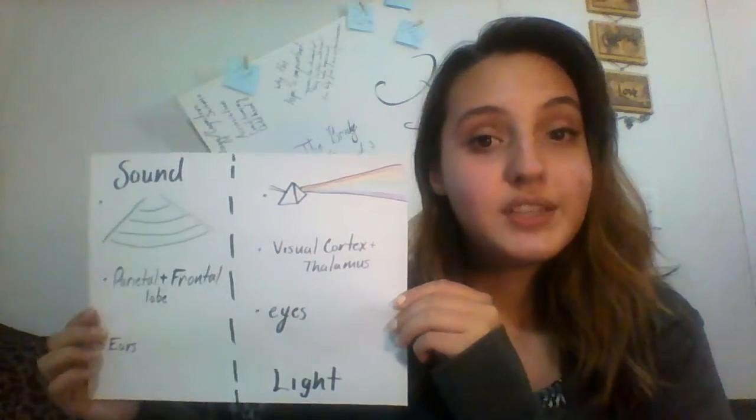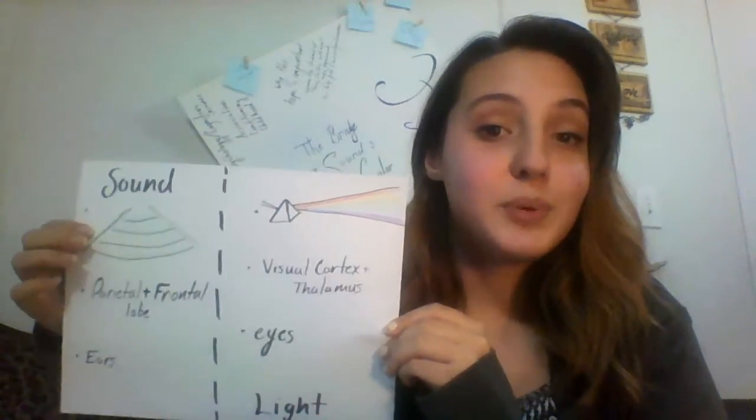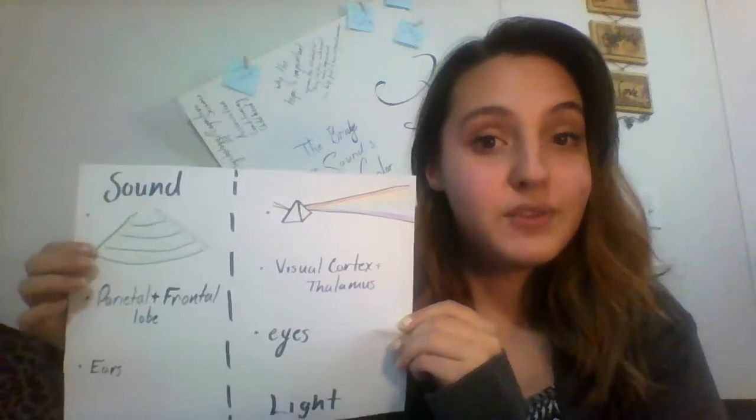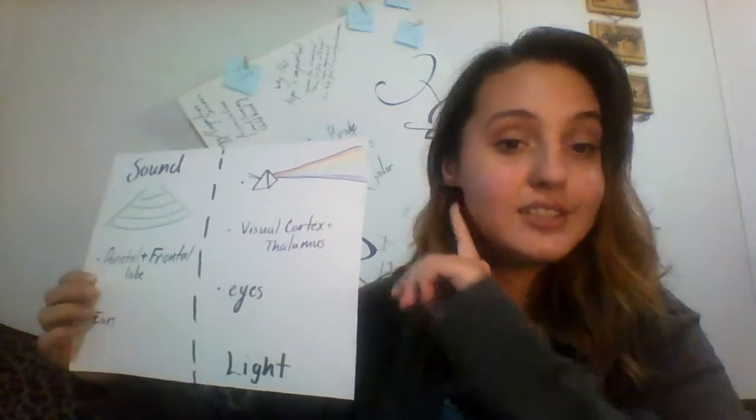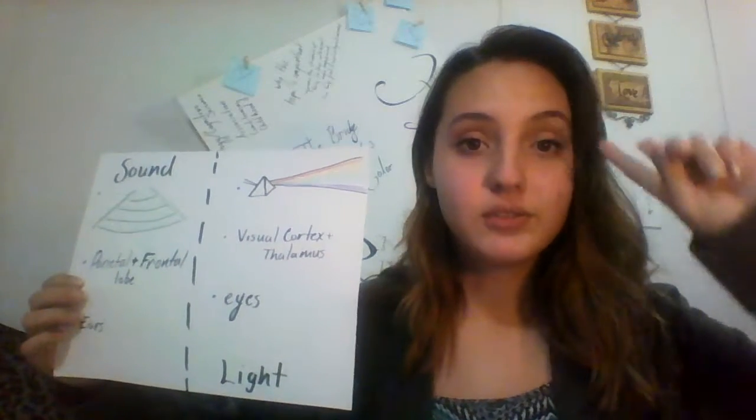Now, within that, sound waves are longitudinal and light waves are transverse. Now we can further delve into their differences. Sound waves spread easier than light waves as they bounce off of objects. And then sound waves are registered through our ears and then processed in the parietal or frontal lobe.